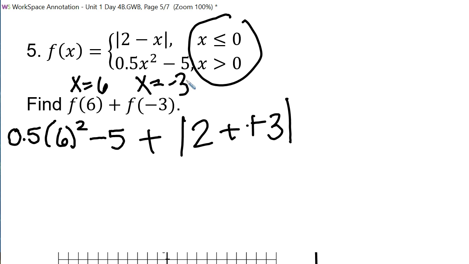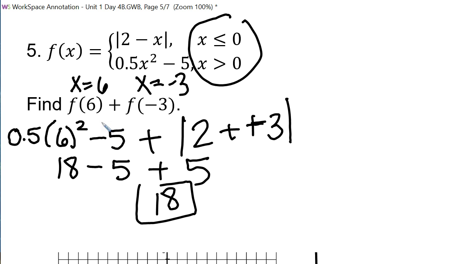Okay, so that's what I need to see. I need to see this, and I need to see a little bit of scratch work. So, starting with the parenthesis, what is 6 squared? 36. What's half of 36? 18. Bring down your minus 5. 13. Simplify your absolute value. 2 plus 3 is 5. Absolute value of 5 is 5. So I need to see some work with this. Left to right, 18 minus 5 is 13, and 13 plus 5 is 18. So if you just put 18 as the answer, you won't get credit. You have to have work to back up or support your answer. So make sure you have work to get credit.